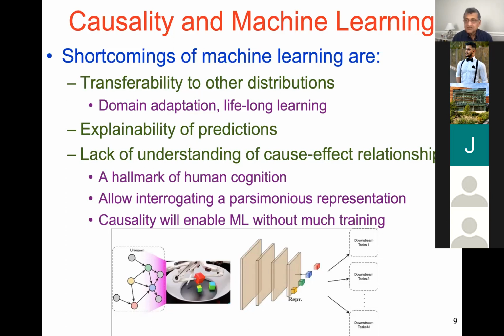Even with very simple things we observe, we are building causation into it, not correlation only. And by understanding the cause-effect relationship, we can allow a parsimonious representation. The representation can be more condensed if we know that it's a cause-effect relationship. And causality will enable machine learning without much training. So there are all kinds of promises that if you're able to understand causality, you can do with less training and so on.